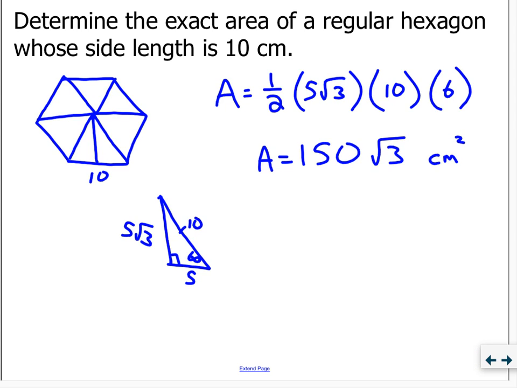Oh, love the hexagon, man. So hopefully you feel pretty good about finding the area of a polygon. Now let's get going with our practice work.